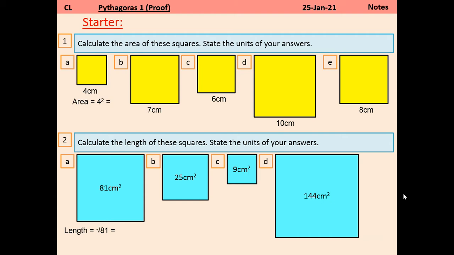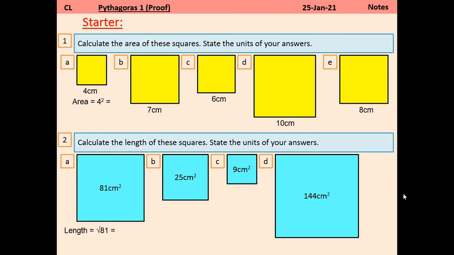Okay, so please copy down the title and the date and have a go at the start. So question one, what you need to do is make sure you draw these squares as well. You need to work out the area of these squares. And question two, they've given you the areas and you need to work out the side of the square, or the length of each of the squares. Okay, so please pause the video and have a go, please.